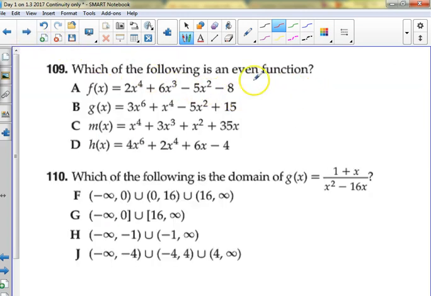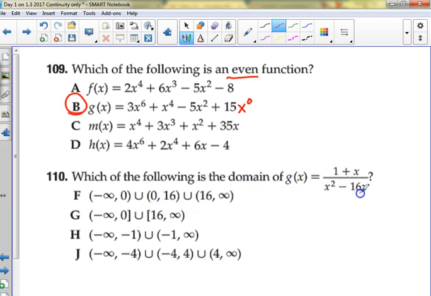All right, which of the following is an even function? Can you look at those and see if you can pick out the even one? Which one? 6, 4, 2, and 0. All right, which of the following is the domain?